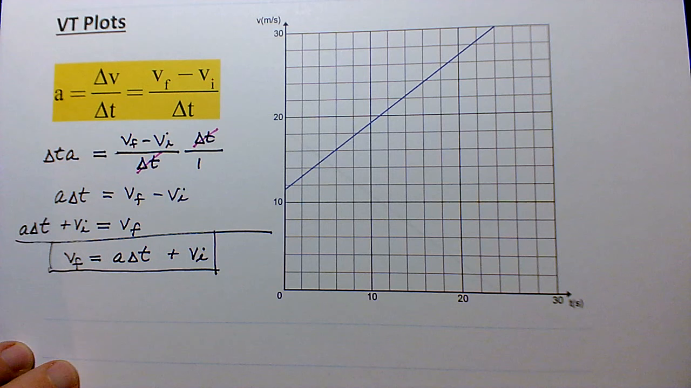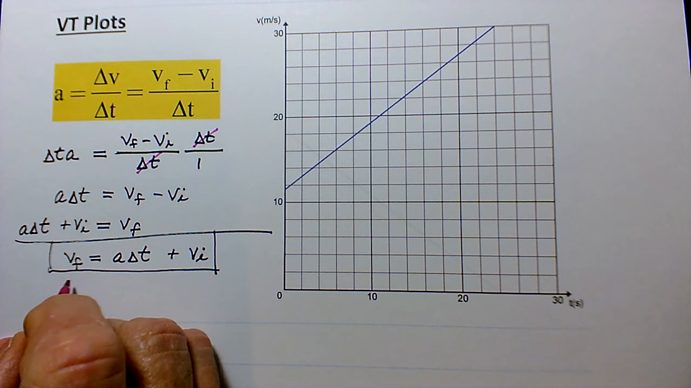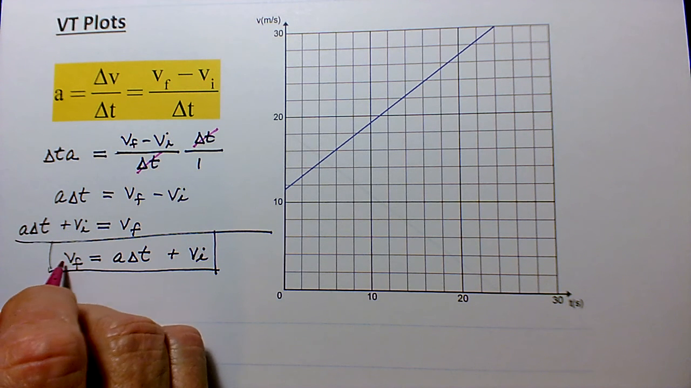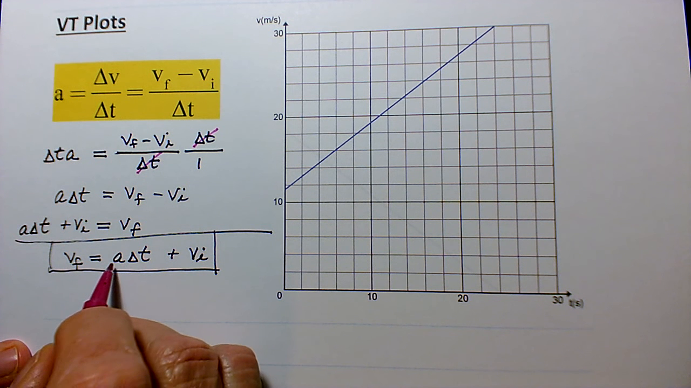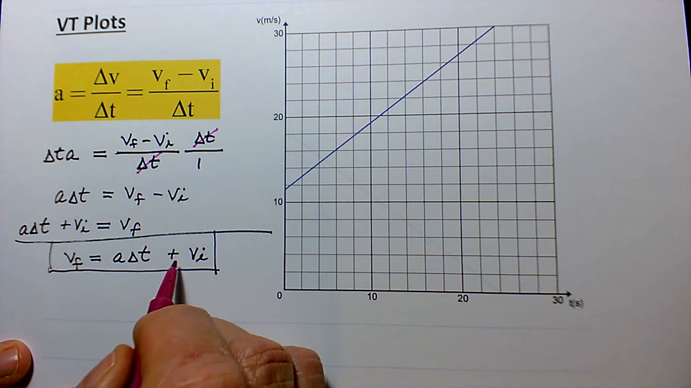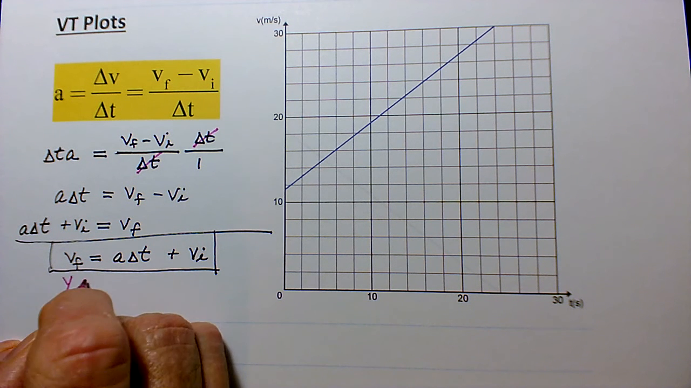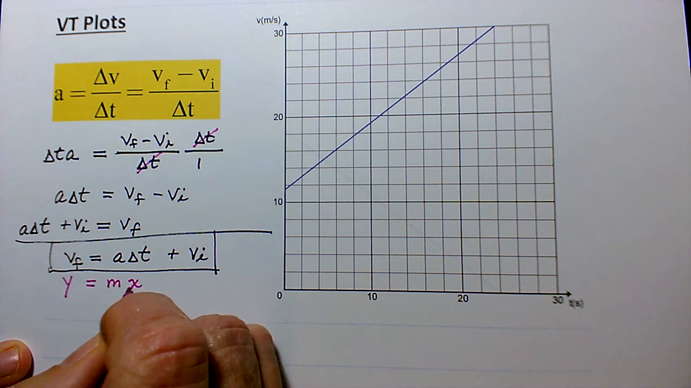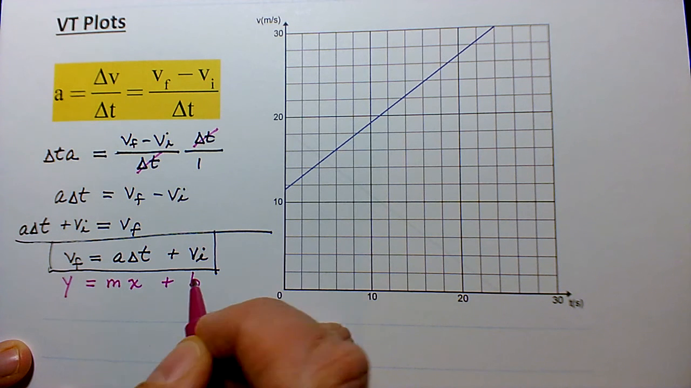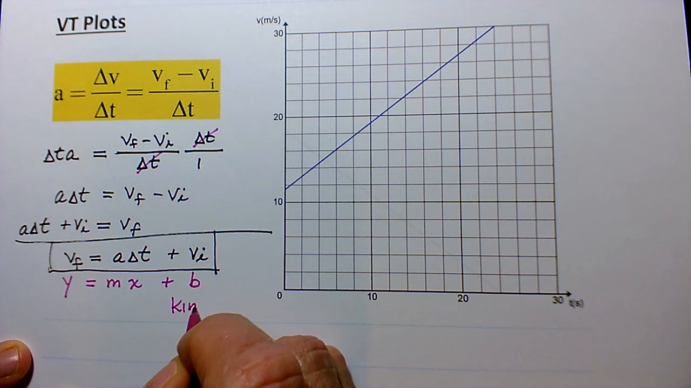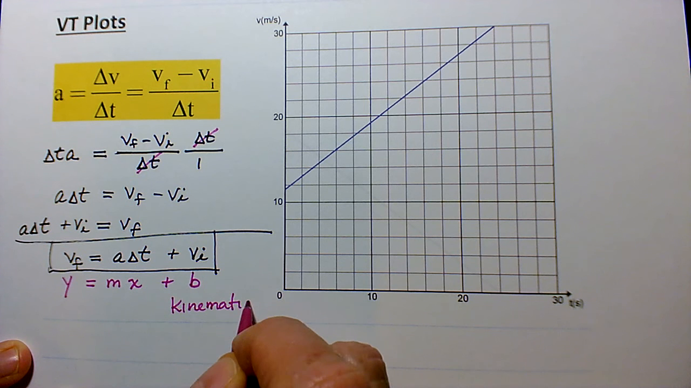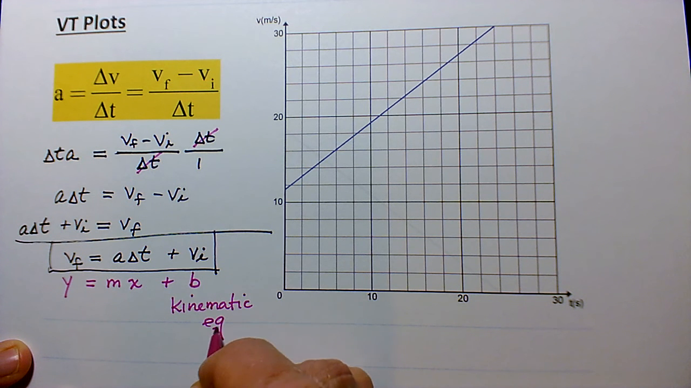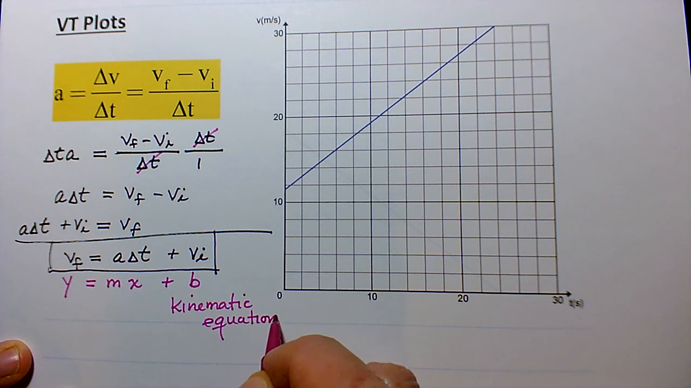So we have an equation of motion, or a kinematic equation, that relates your velocity at any given time to your acceleration times the time you've accelerated plus your initial velocity. So y is equal to mx plus b, and this represents a kinematic equation. It models the motion of an object which is accelerating.